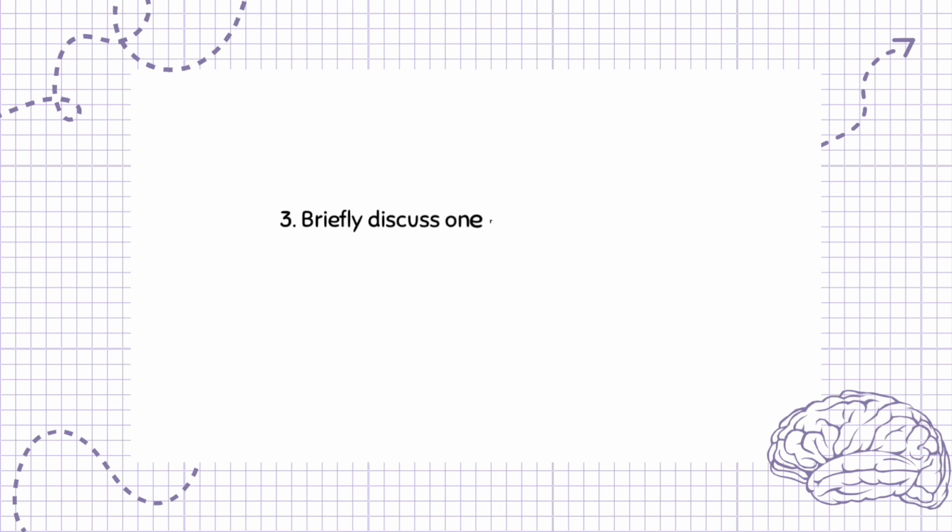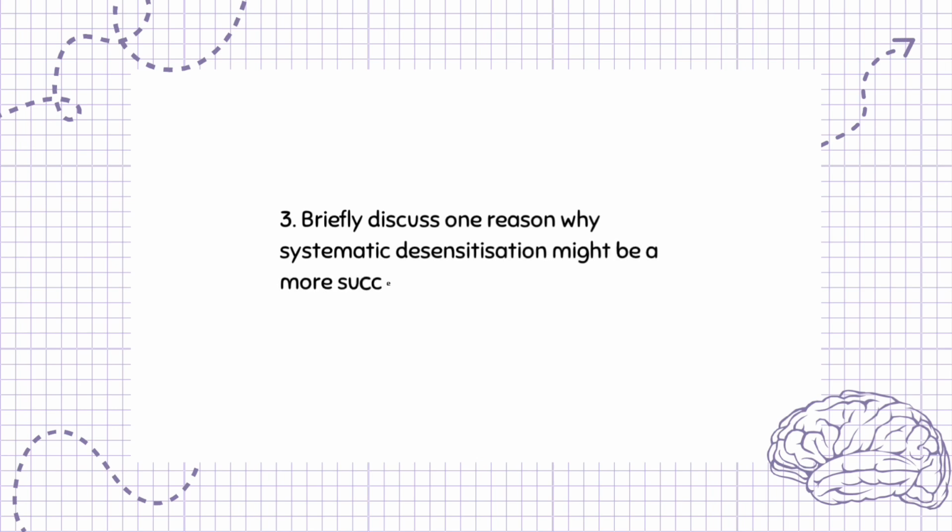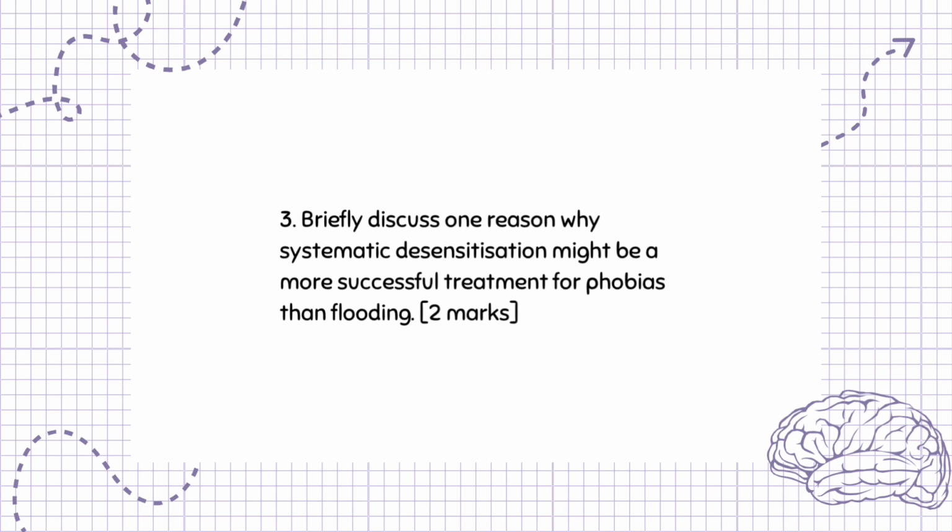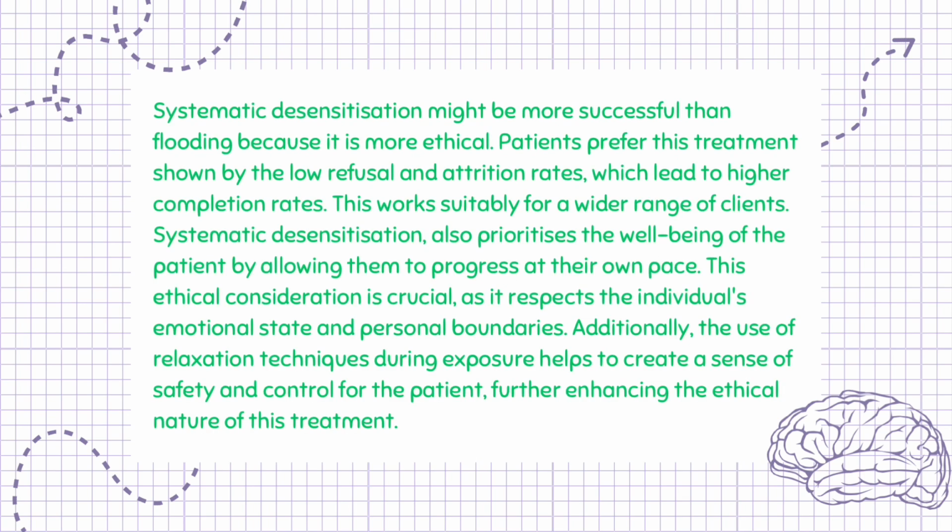Question 3. Briefly discuss one reason why systematic desensitization might be a more successful treatment for phobias than flooding. 2 marks. Systematic desensitization might be more successful than flooding because it is more ethical. Patients prefer this treatment shown by the low refusal and attrition rates, which lead to higher completion rates. This works suitably for a wider range of clients.